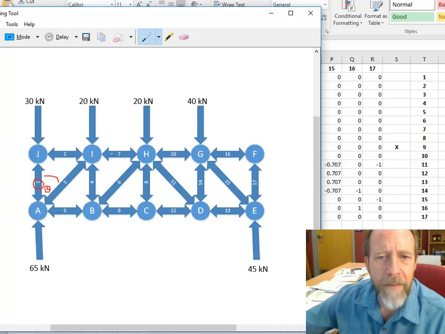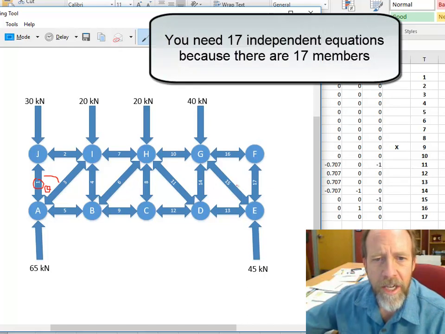Now, this has got 10. You're going to need 17 equations. So if you do all the Y's, that's going to give you 10. That means you need 7 more. So if you did A, I, C, G, E, well, that's going to be 1, 2, 3, 4, 5. You need 2 more, so do B and D, and you're done.